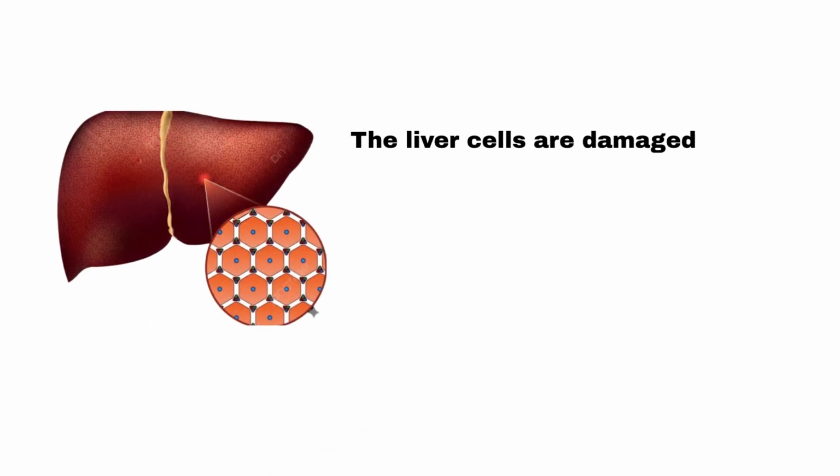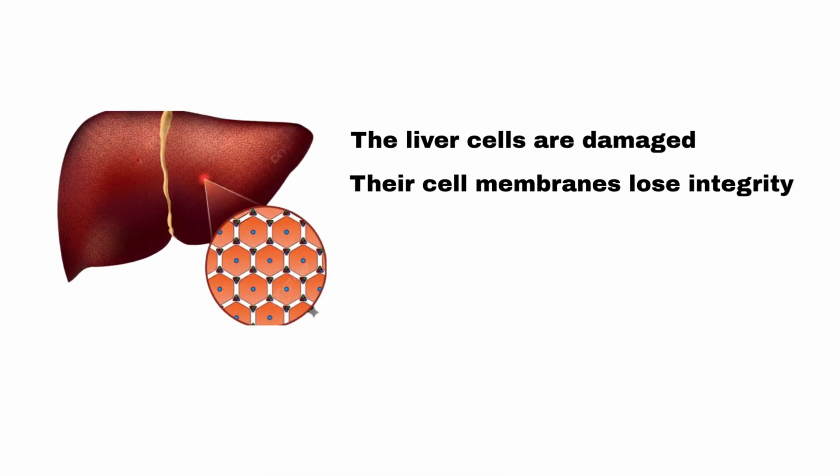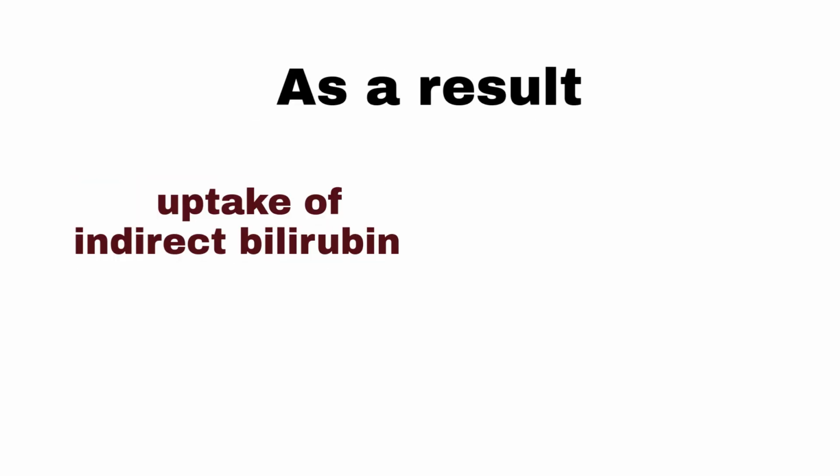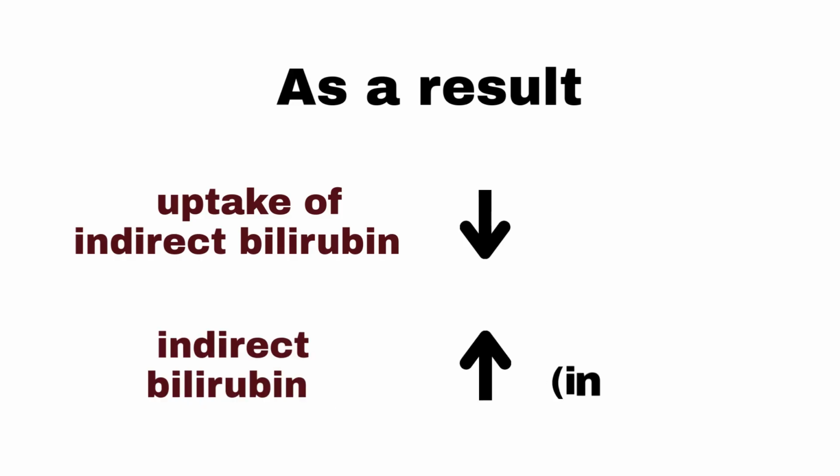Because the liver cells are damaged, their cell membranes lose integrity, the bile canaliculi are disrupted, and the transport functions of the liver decrease. As a result, the uptake of indirect bilirubin decreases. So, indirect bilirubin increases in blood. Some bilirubin still gets conjugated, forming direct bilirubin.